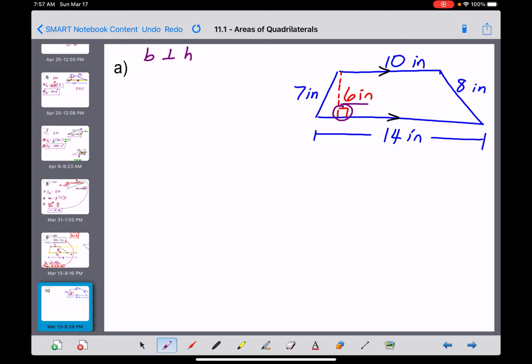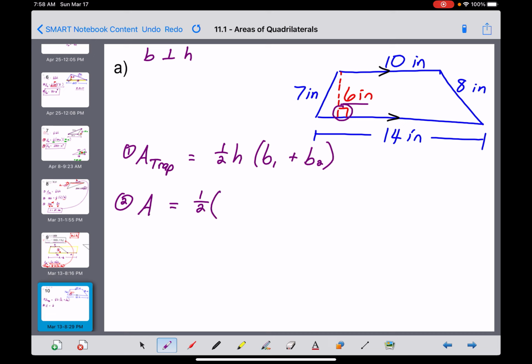So, step number 1, let's write our formula here. Area of a trapezoid is going to equal 1/2 times our height times the sum of our two bases put together in parentheses. Step 2, let's fill in what we know. We're looking for the area, so I leave that as A. And we've got now a 1/2 multiplied by the height of this figure, and the perpendicular, or the right angle right there tells me that 6 is going to be the height.